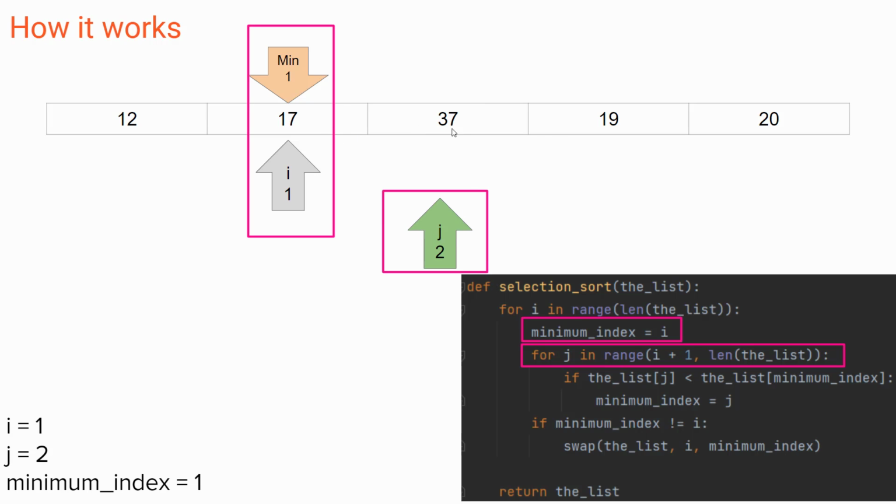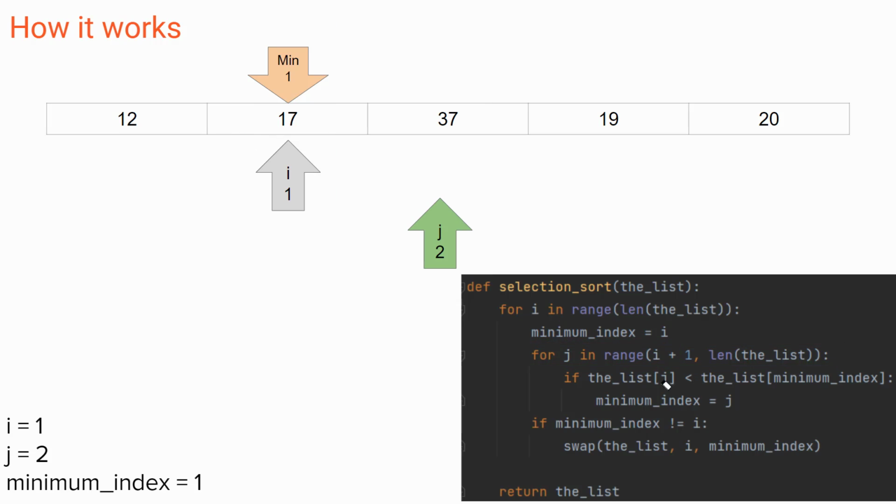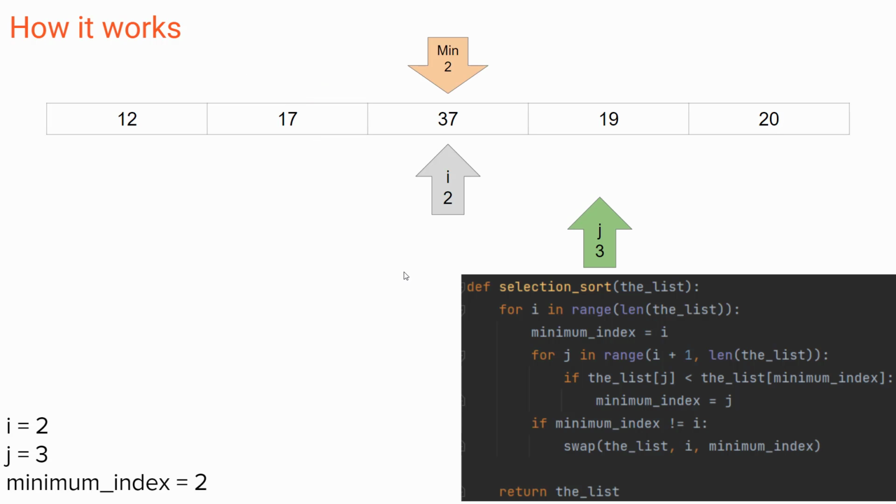And then we're going to repeat this whole process. We're going to keep checking and incrementing j, seeing if we find a lower value. And if we find a lower value, by the time we get to the end of it, we're going to swap it to the start. So increment j, 19 is not less than 17. Increment j, 20 is not less than 17. So we really don't do anything because of this right here.